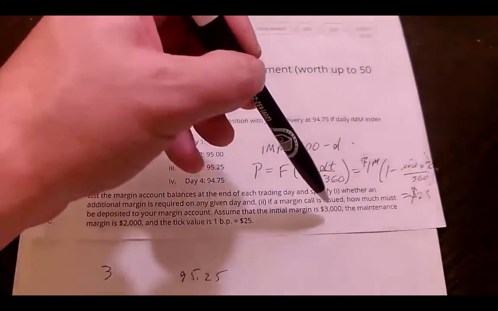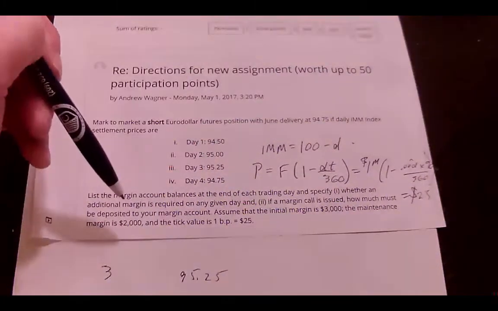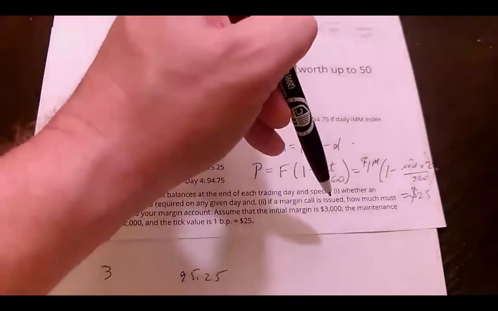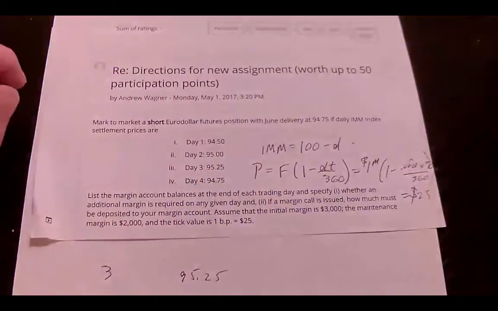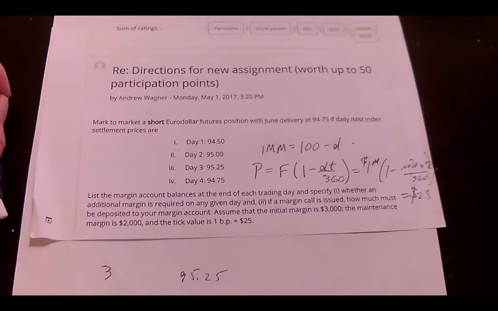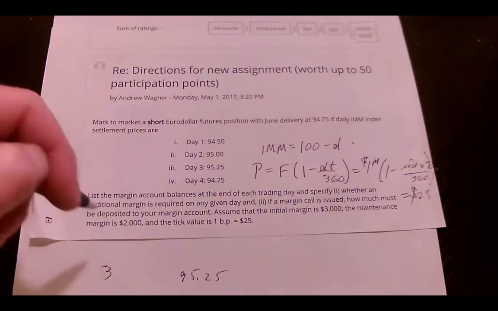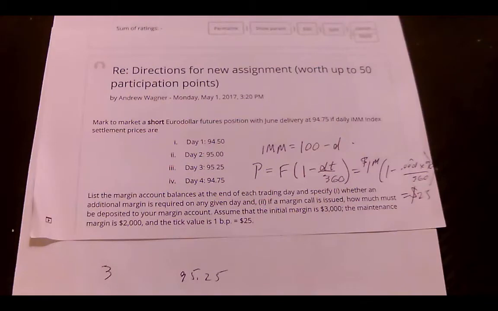Also, the initial margin is given as $3,000, and the maintenance margin is $2,000. The initial margin is what you need to establish your position in the first place. It's a deposit, although it can be interest-bearing. But at any rate, it's a deposit that is required to open the position, and the 2,000 maintenance margin is really just a trigger. If your margin account falls below that maintenance margin of 2,000, then you would receive what's called a margin call.